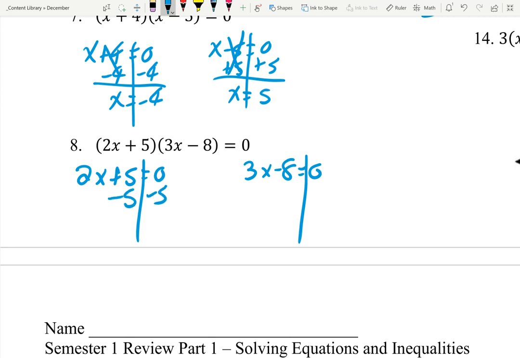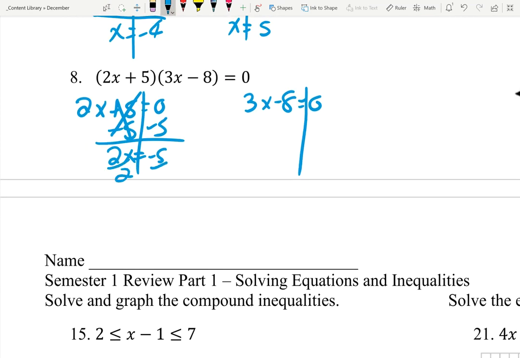So subtract 5 on the first one. That's 2x equals negative 5. And then divide by 2. Now, we don't get a perfect number here. We get a fraction, but it's okay. Just leave it as a fraction. X equals negative 5 halves.